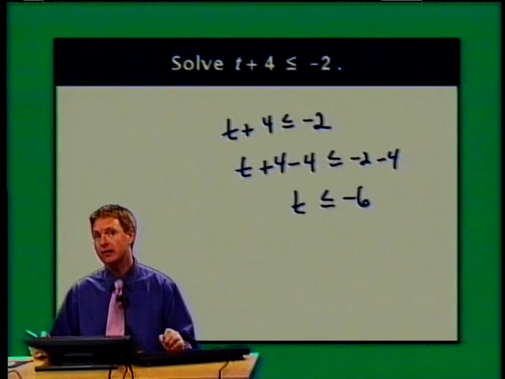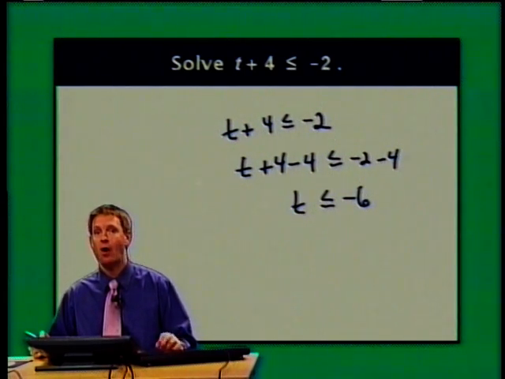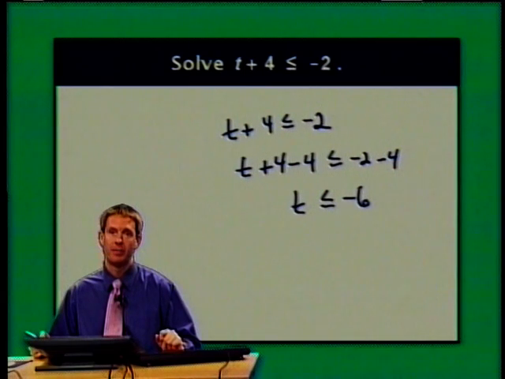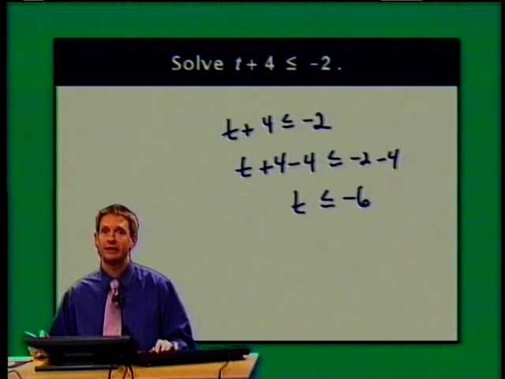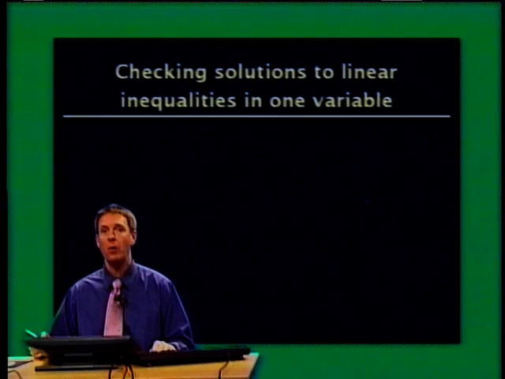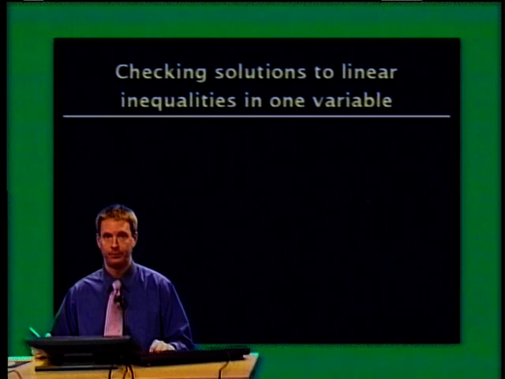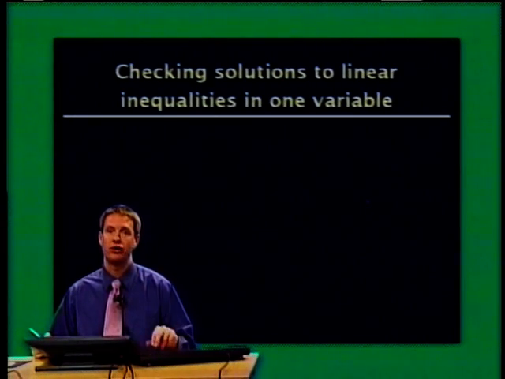So it appears that our solution set is the set of all numbers to the left of negative 6, in addition to the number negative 6. But just like with equations, we want to check this answer. So how are we going to check the solution to a linear inequality in one variable? Well, it turns out we have to make two checks.